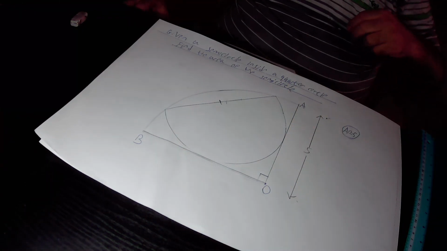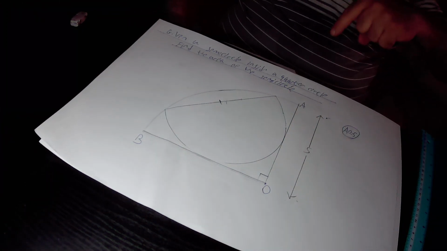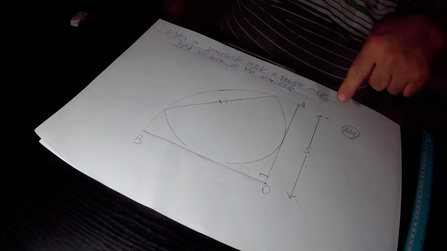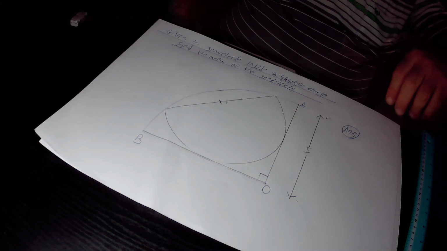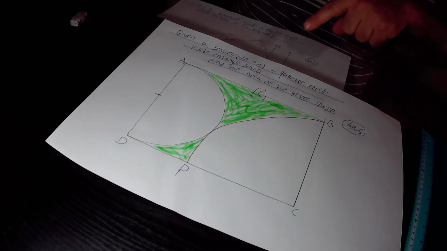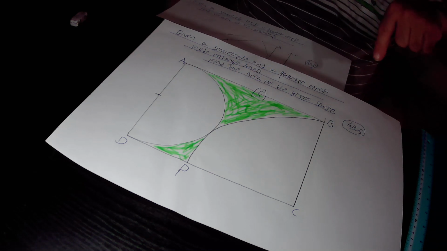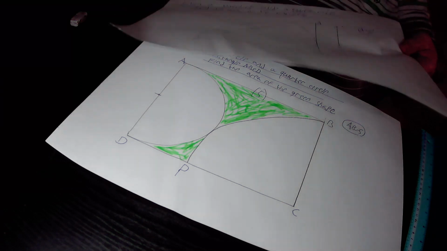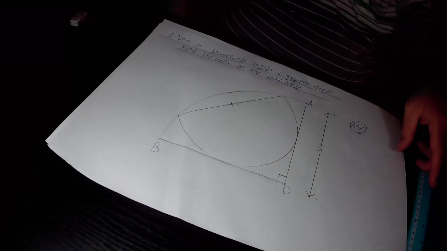Hello, in this lecture we'll answer two questions. In the first question, we find out the area of this semicircle that is inside quarter circle AOB. In the second question, we find out the area of this green shape that is inside rectangle ABCD. So we start with the first question.